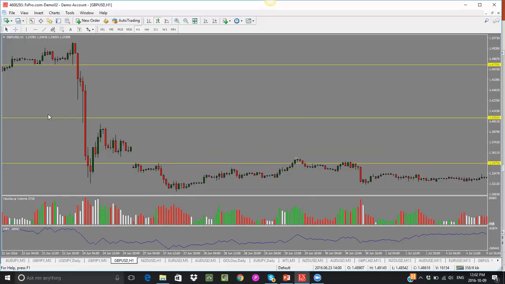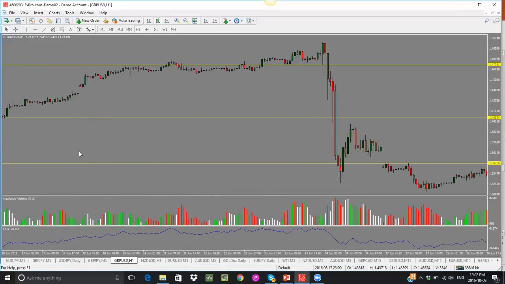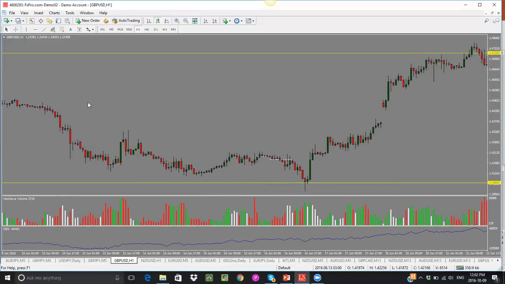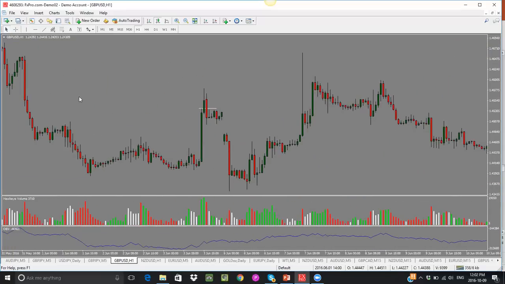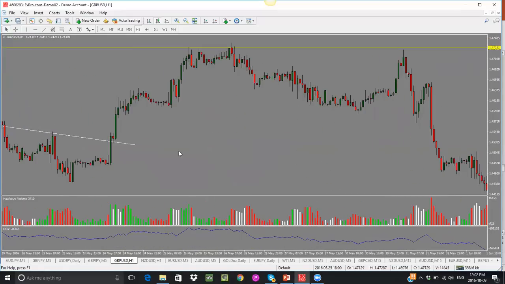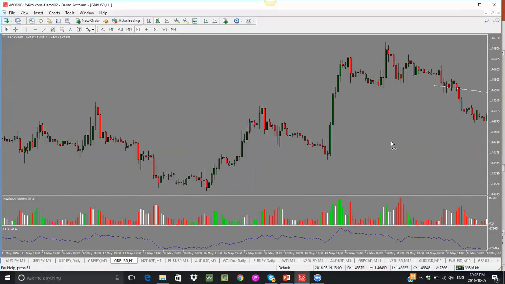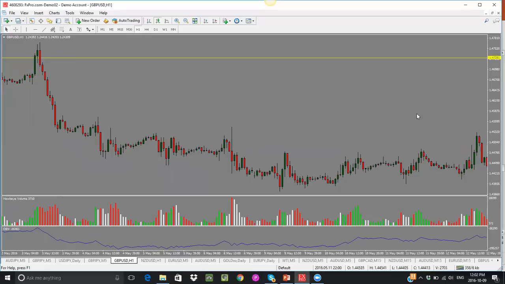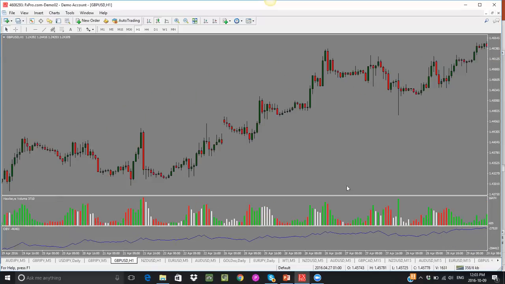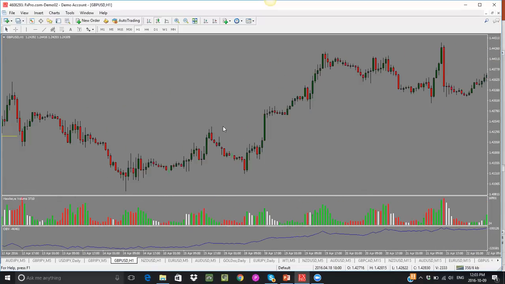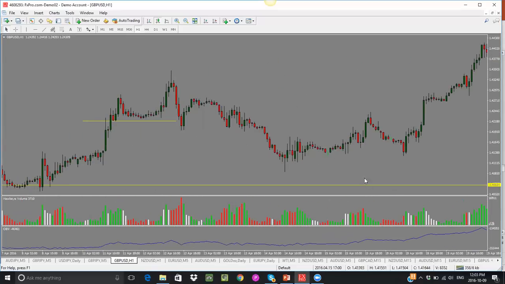Let's see if we can find any more tweezer tops and tweezer bottoms before we wrap it up here. So here's your pin bar. So I would suggest going backwards on charts like this. This is a very nice bearish engulfing candle. The more you mark up your charts and look for these patterns, the easier it will be to recognize them.